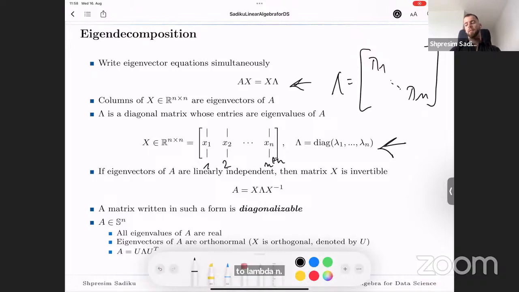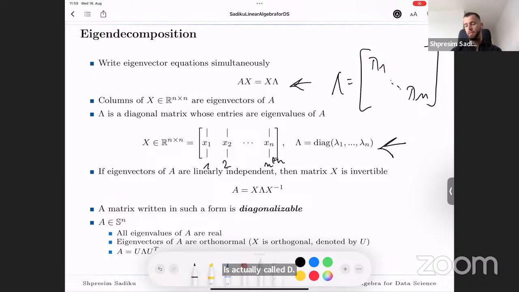And if the eigenvectors of A are linearly independent, then the matrix X is invertible. As we saw before, if they are linearly independent, then we can find the rank, so it is invertible. And we can write the matrix A by multiplying from the right by the inverse of X. Then we just get this so-called eigendecomposition. A matrix written in such a form is called diagonalizable.